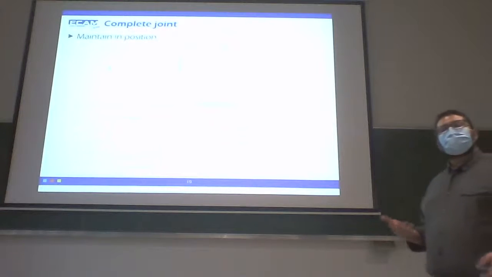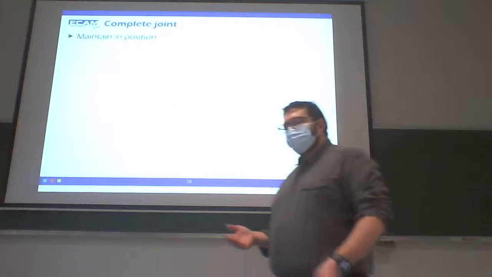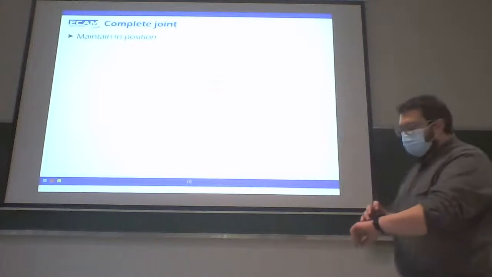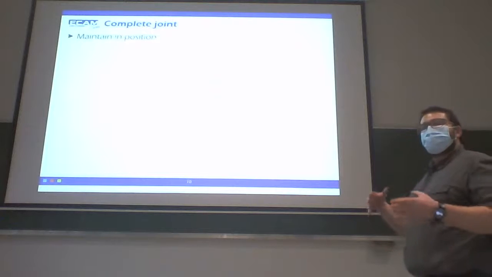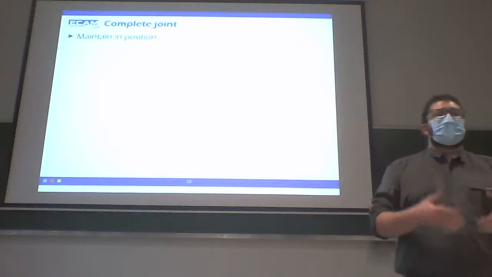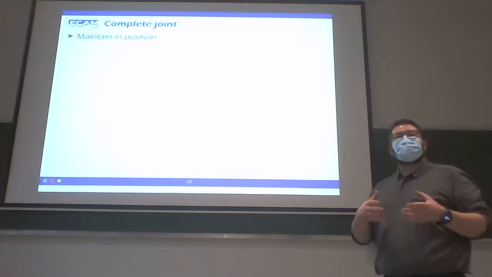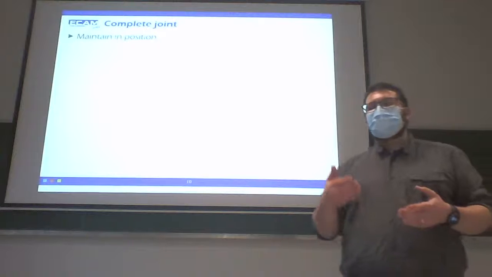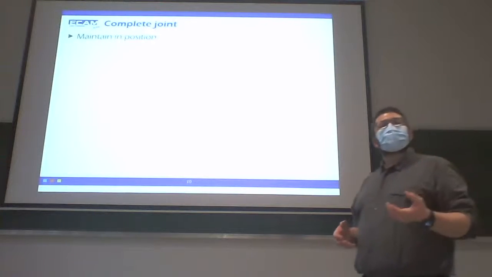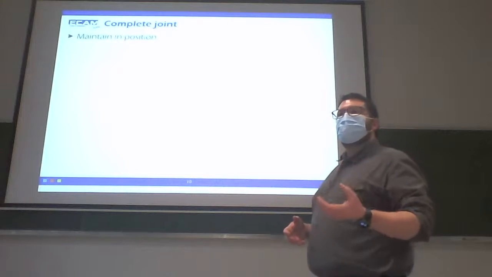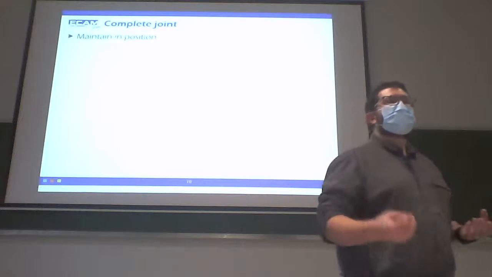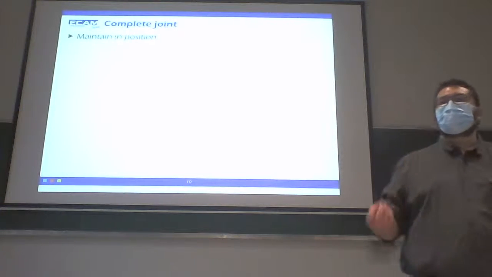So now we'll see for complete joint all the solutions to maintain in position. For you, it's important to learn all of this because when you study a kinematic diagram or a technical drawing, you need to identify the different groups of parts with the same movement. It means all the parts with a complete joint between them. So we'll identify the technological function to realize the complete joint.